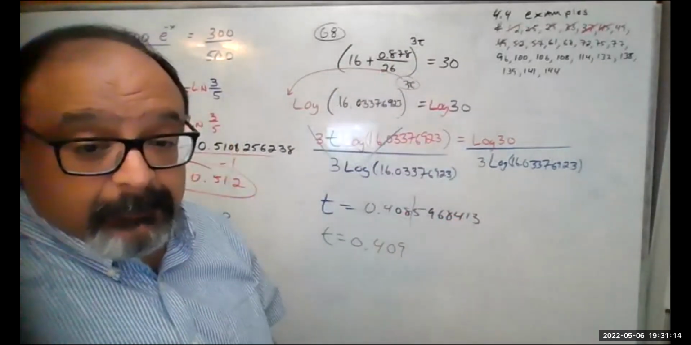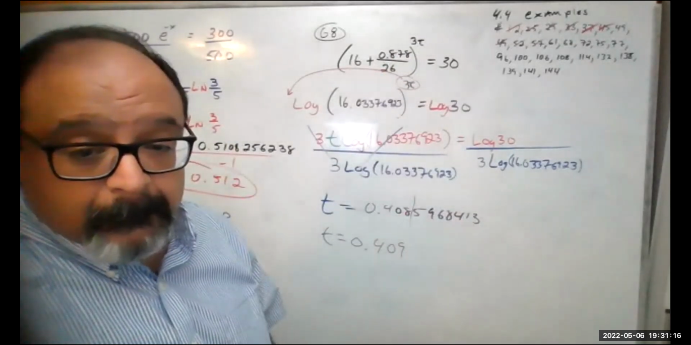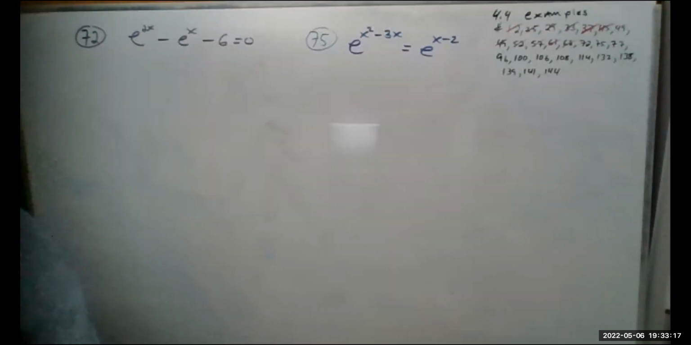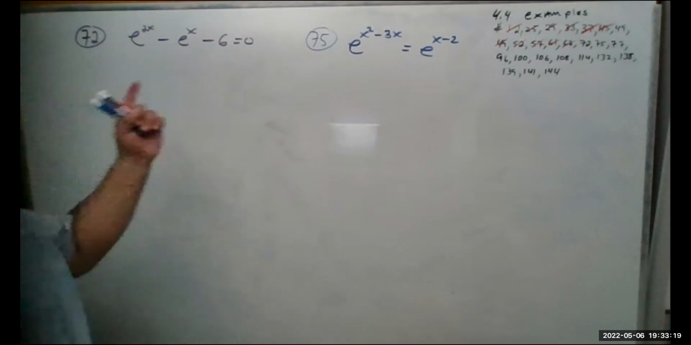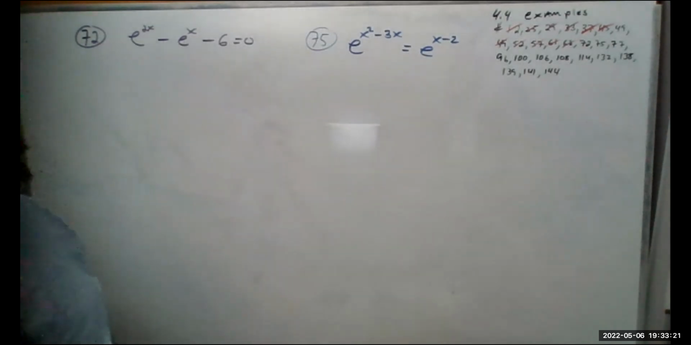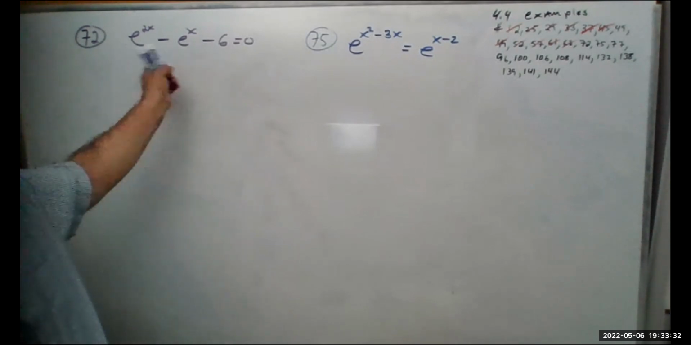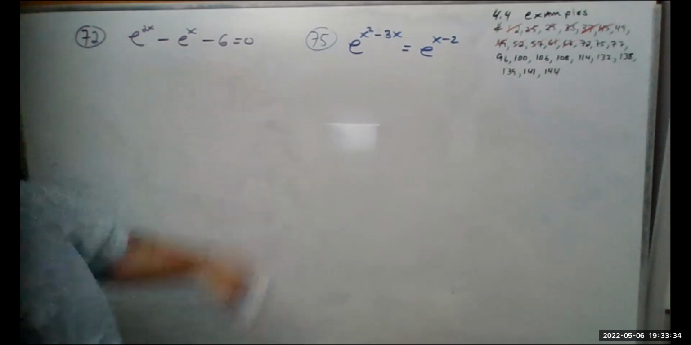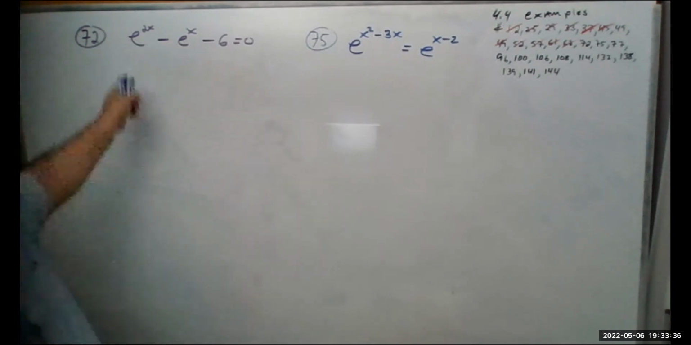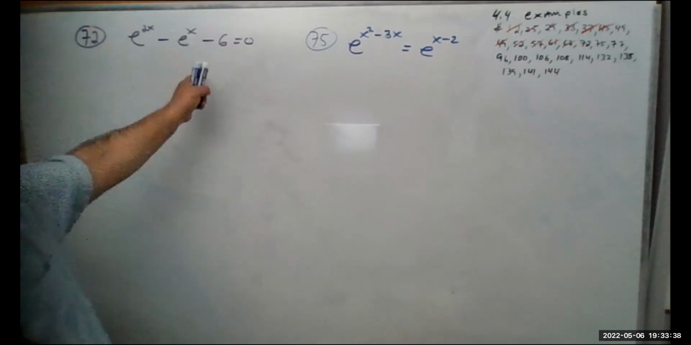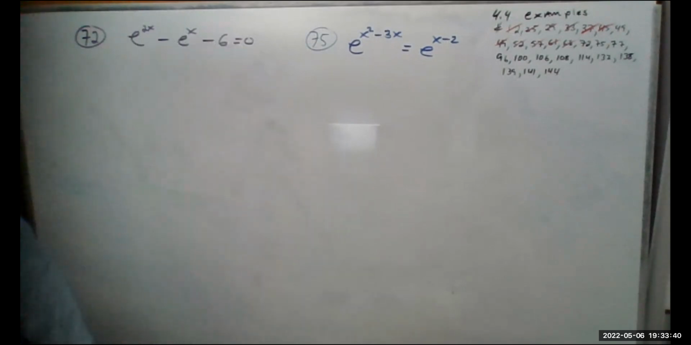Make sure you think it through. All right. 72, 75. They look very similar to each other, but they're completely different. There is some recognition about what this kind of looks like. e to the 2x minus e to the x minus 6 equals 0.